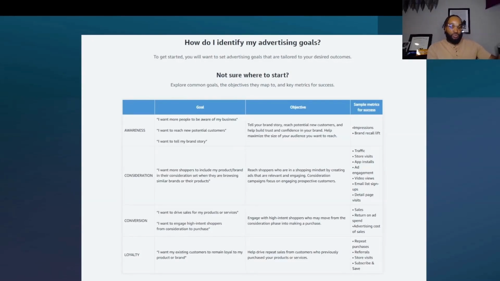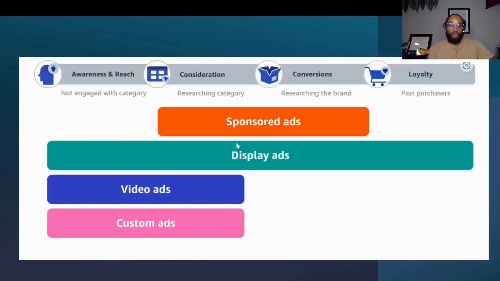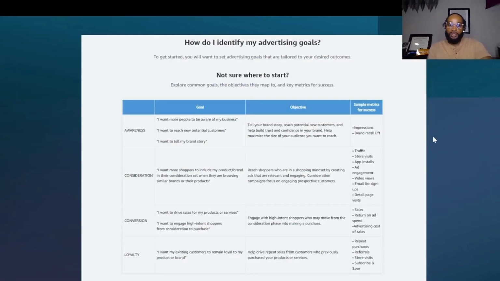and your display ads will be able to not only reach them at the consideration stage, but also at every point of the Amazon customer shopping journey, as you can see here. The display ads are reaching customers from their awareness all the way up into loyalty.